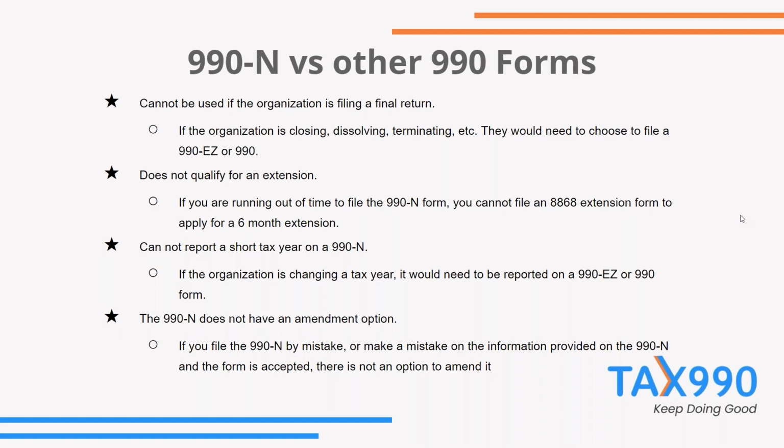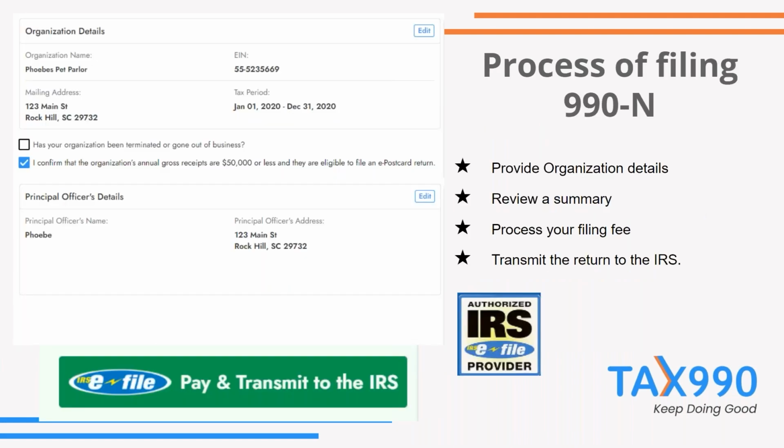The 990N does not have an amendment option. If you file the 990N by mistake or make a mistake on the information provided on the 990N and the form is accepted, there's not an option to amend it like there is with the 990EZ or the 990 form. You would need to contact the IRS to determine how to proceed in the event of a mistake on a 990N. So as I said, we're going to look at the process inside the application in a few minutes.